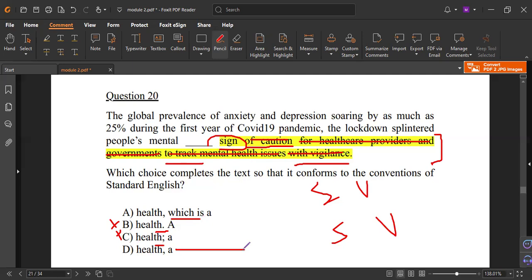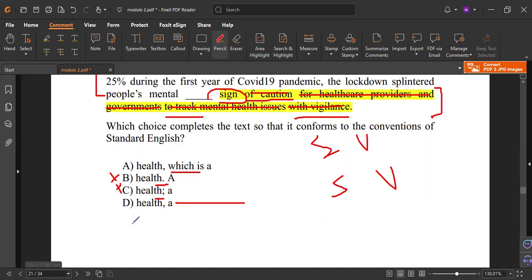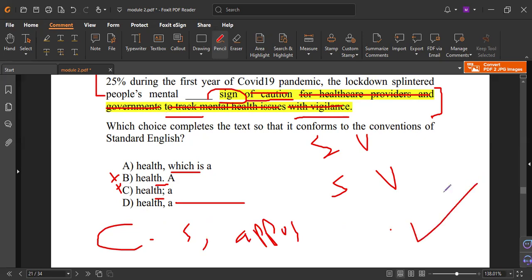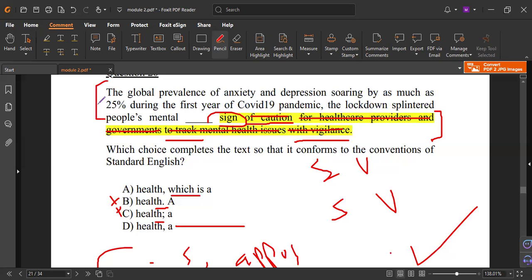An appositive phrase for what? For what is mental health? The lockdown splintered people's mental health, comma, and then an appositive phrase to describe the whole situation. So this is a complete sentence, comma, an appositive phrase, full stop, and that is correct. And the appositive phrase is like a description of an idea, additional information to define or add something. It's not a sentence, and it describes the whole situation, yes.